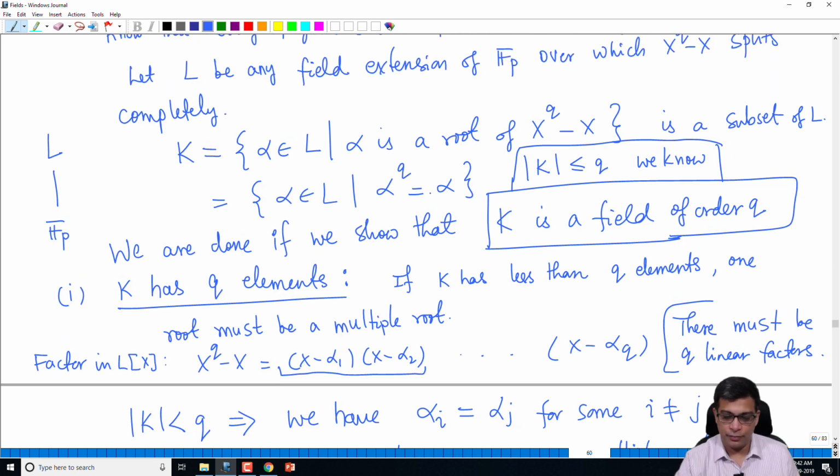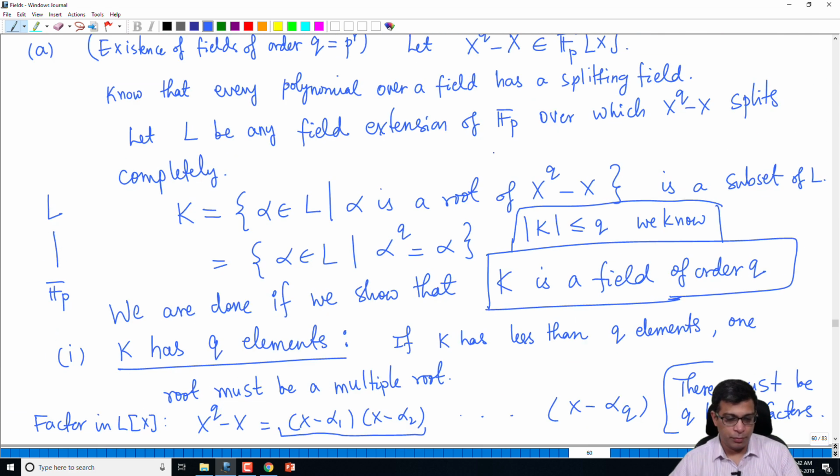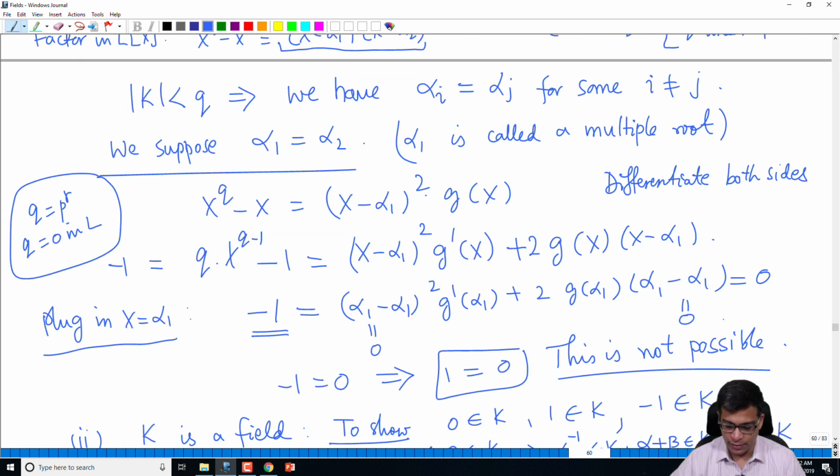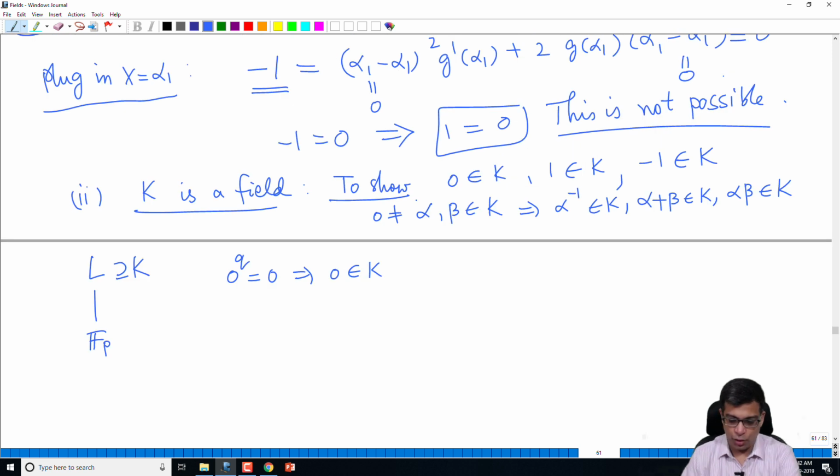Remember the definition of k. K is the set of roots of x power q minus x. So if any element of L satisfies x power q minus x, it is in k. So I hope you are following everything. If not, please pause the video, think about it. This is the most crucial part of the whole structure theorem. In fact, A and B are the most important statements. So 0 is there, 1 power q is 1, so 1 is there, right?